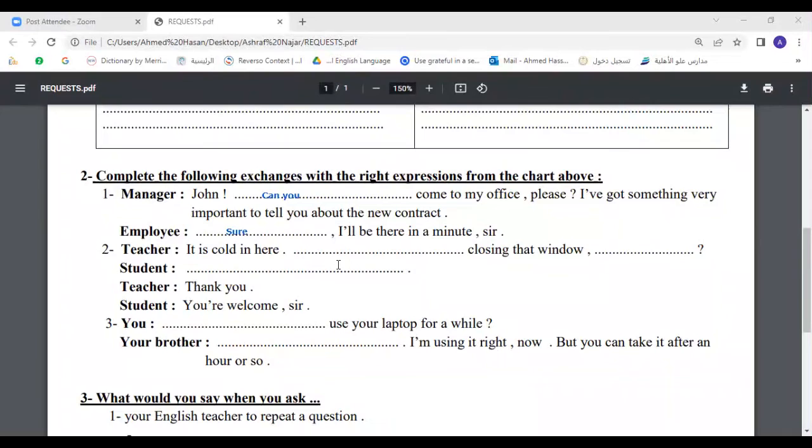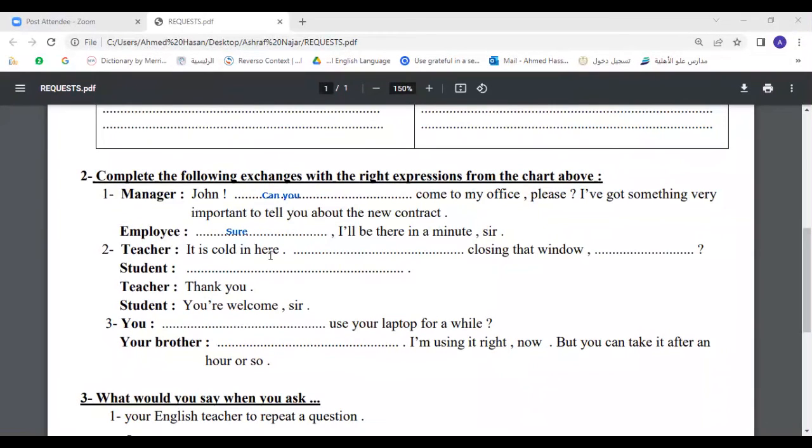Here, let's move to number one, guys. We can say, can you come to my office? Could you come to my office, please? Will you come to my office? I wonder if you could possibly come to my office. Anyway, it's right. And the employee, John, answered, sure, of course, certainly. I'll be there in a minute, sir. Now, let's move to number 2.